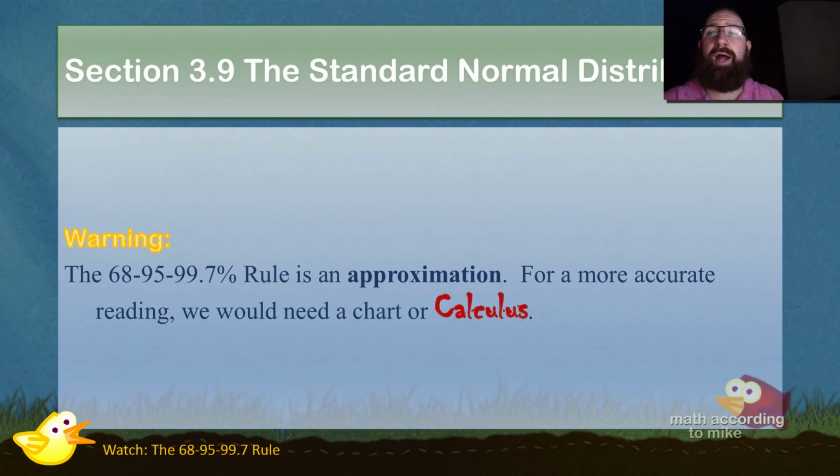Okay, so watch the video called the 68, 95, 99.7 rule, and it shows you how to use those numbers to find probabilities that a person is a certain age.